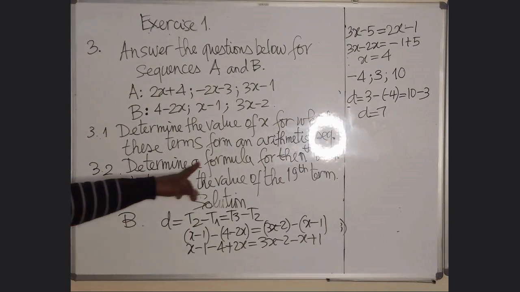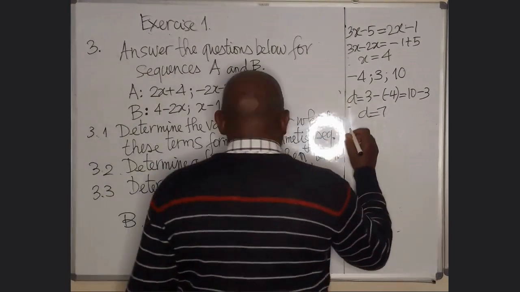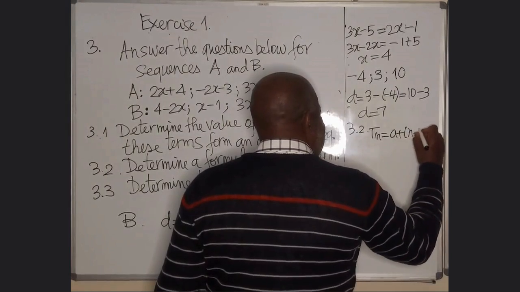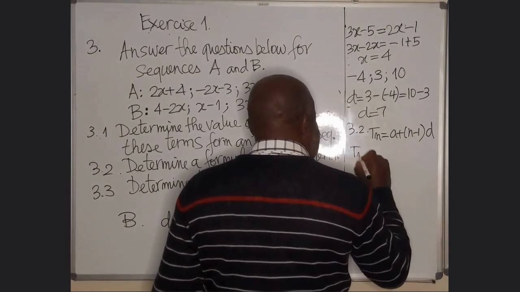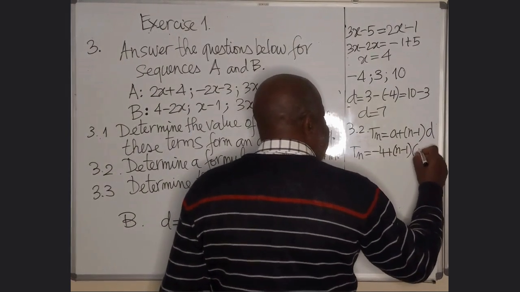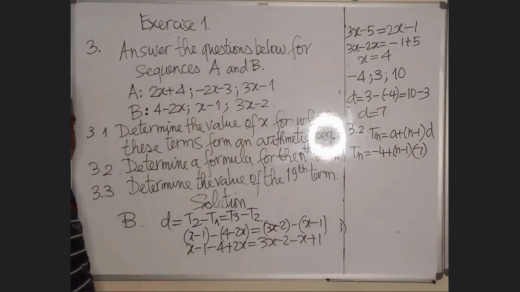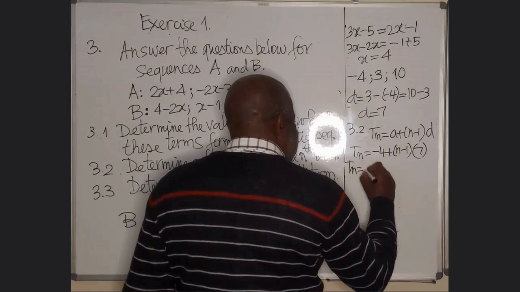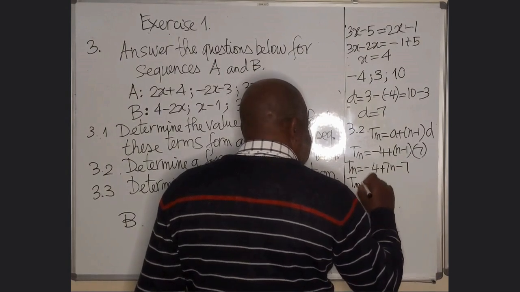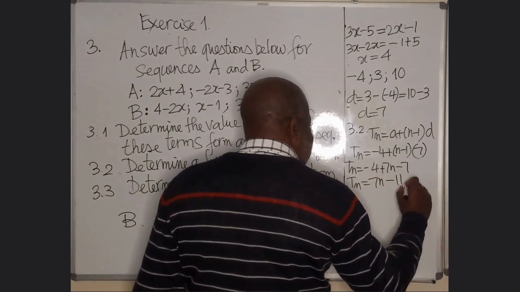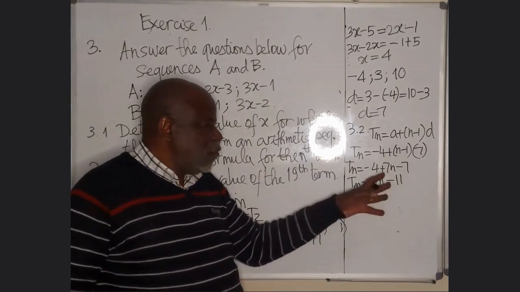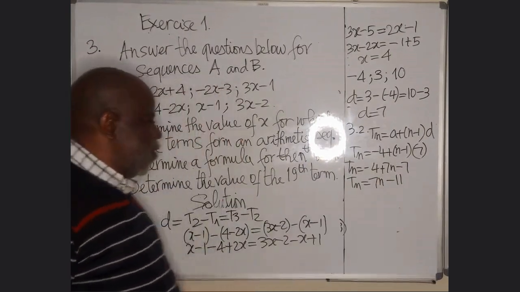Question number 2 is determine a formula for the nth term. Tn, 3.2. Tn will be equal to a plus n minus 1 times d. Tn will be equal to negative 4 plus n minus 1, and our common difference is 7. Tn will be equal to negative 4 plus 7n minus 7, and Tn will be equal to 7n minus 11. This is the formula for the nth term. Tn is equal to 7n minus 11.